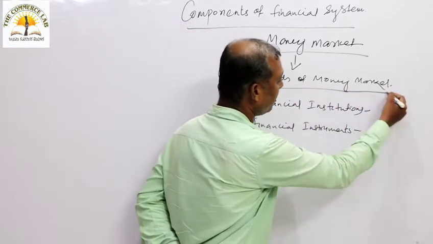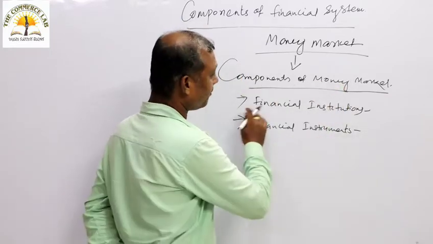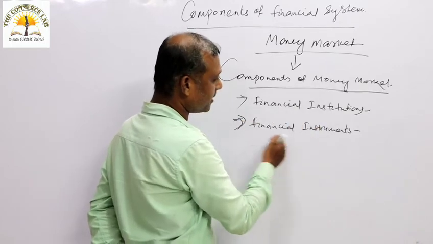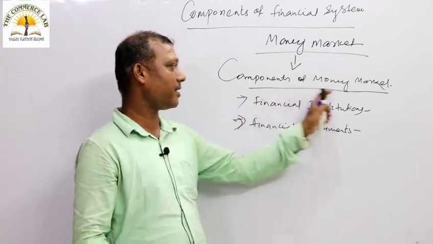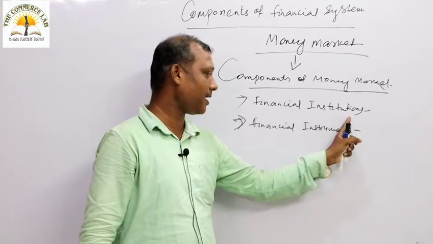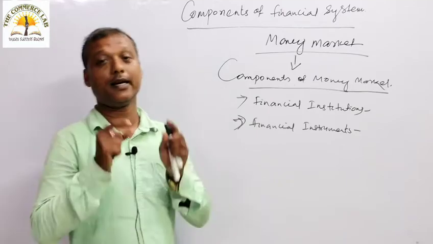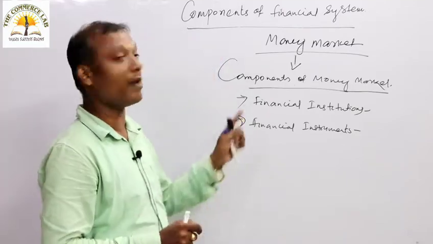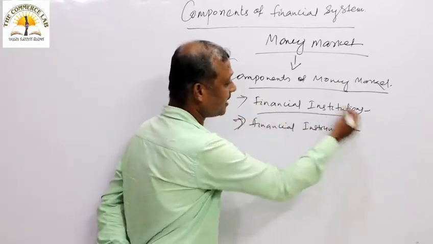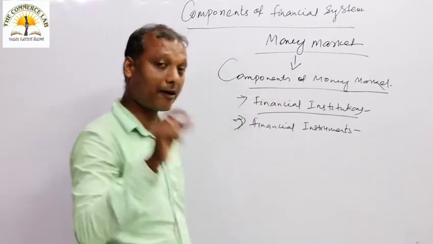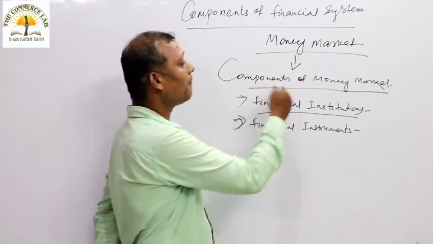Now, we can divide the components of money market under 2 heads. One will be your financial institutions, and the second will be your financial instruments. So basically we will study the components of money market under these 2 heads. Let us talk about the institutions, the organizations that deal with money market. You understood? When you study the components of money market, especially financial institutions, it tells you the financial organizations that purely deal with the money market system.